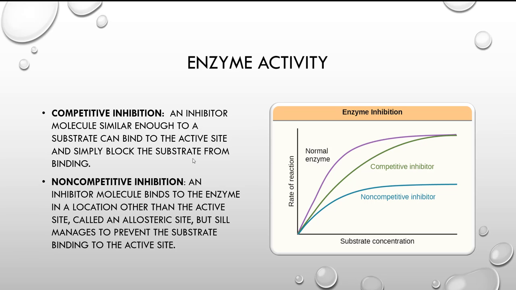Okay. So this is just showing, like, normal enzymes are going to do their reaction normally. Competitive inhibitors are going to affect the rate of reaction. Non-competitive inhibitors affect the rate of the reaction. Okay.